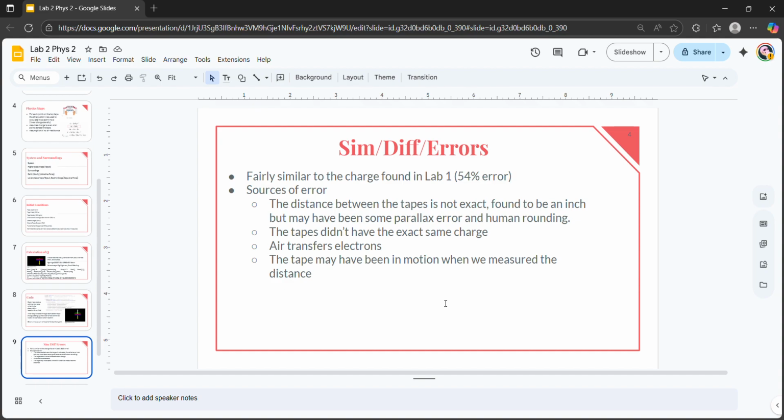Similarities and differences. It's fairly similar to the charge found in Lab 1. Obviously it was too small and we had to change it, but it was only a 54% error.